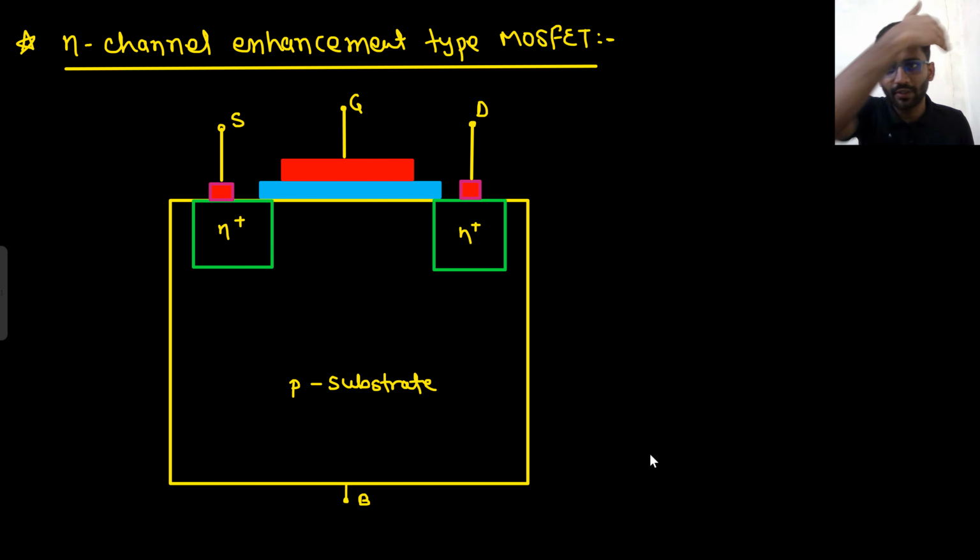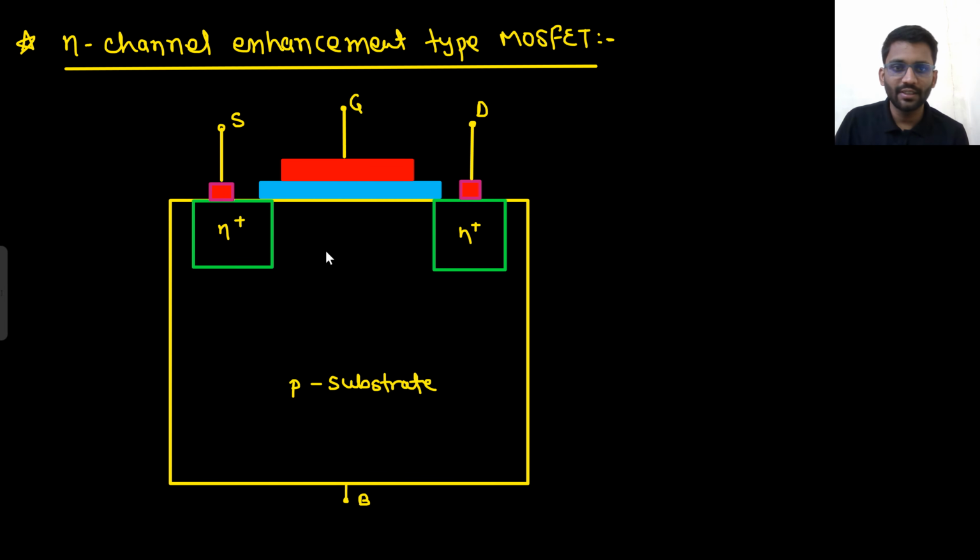Hi everyone. So continuing our previous lecture, in this lecture we are going to study about N-channel enhancement type MOSFET. Previously we studied about depletion type MOSFET. So now what is the major difference between enhancement and depletion type MOSFET? In depletion type MOSFET, the channel was already present. Here there is no channel.